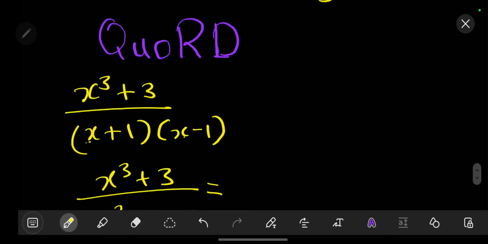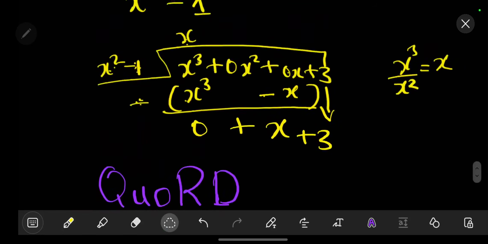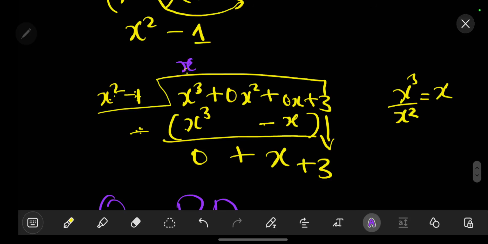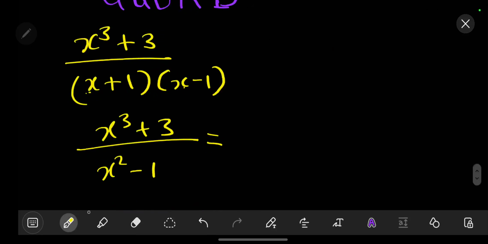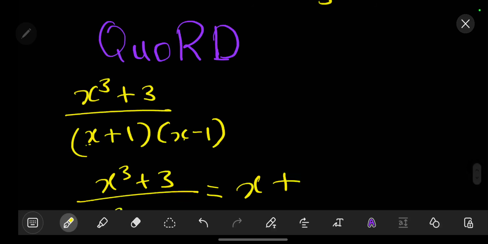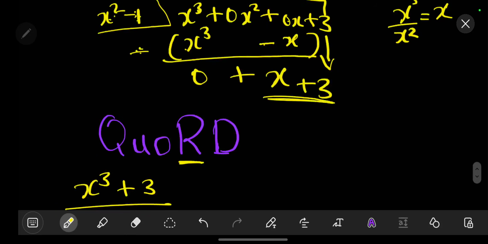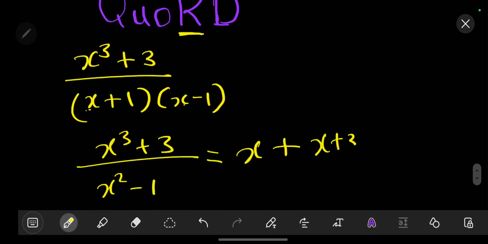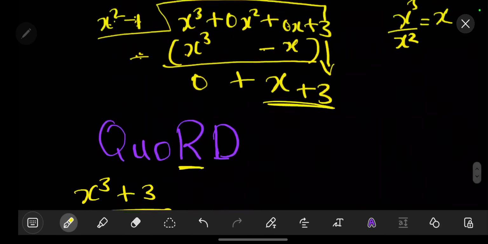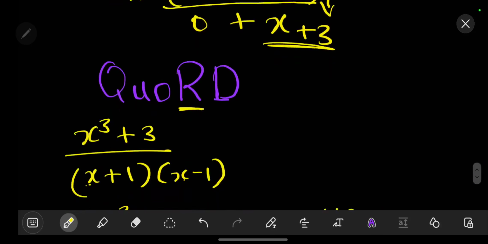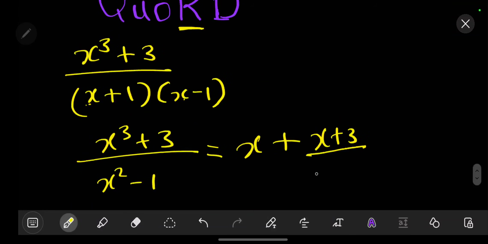So the word quotient, which was our result, is shown here. So the quotient, which is here, you are going to put your quotient, then add plus your remainder, which in this case is this one. Then you are going to say your x plus your 3 over the divisor, which is this one. So over your divisor, which will give you a value of x squared minus our 1 like that. From here it becomes very, very simple.